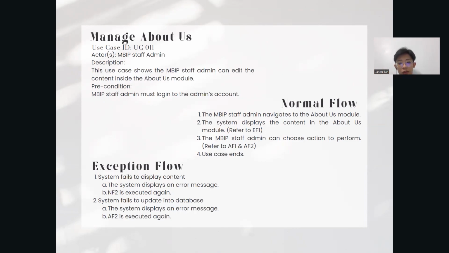The flow of this use case is that the MBIP staff admin needs to navigate to the About Us module, and then the system will display the content in the About Us module, and then the MBIP staff admin can choose the action to perform, which I will show in the alternative flow. The exception flow for this use case is that the system fails to display the content and the system fails to update into the database.